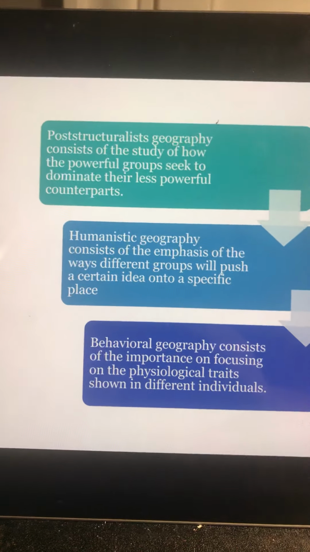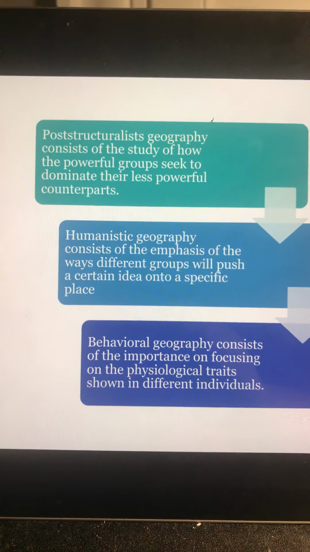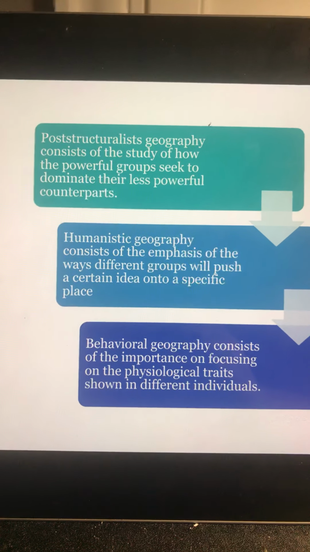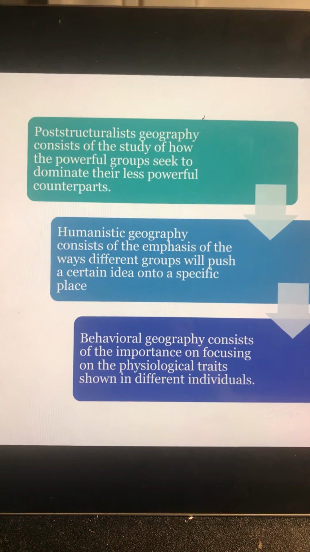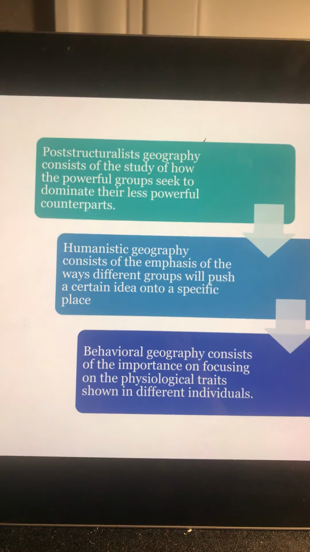Okay, so types of geography. Post-structuralist geography consists of the study of how powerful groups seek to dominate their less powerful counterparts. So colonialism and colonies in general. It's the larger nations dominating the small ones that they set up, or when the world powers started trying to conquer Africa. That would be an example of post-structuralist geography.